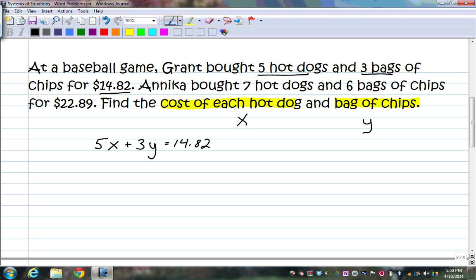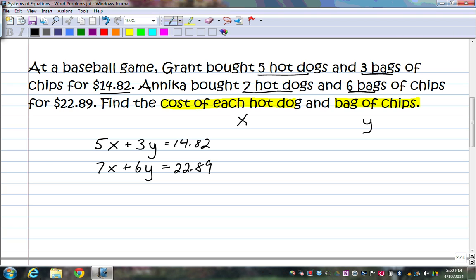Okay, then Annika bought 7 hot dogs. Annika, that's a lot of hot dogs. So 7 times x here, and then she also bought 6 bags of chips. Must be feeding a lot of friends. And she spent $22.89. Okay, that's the way you need to look at this.